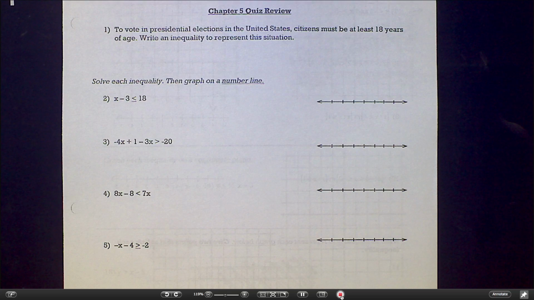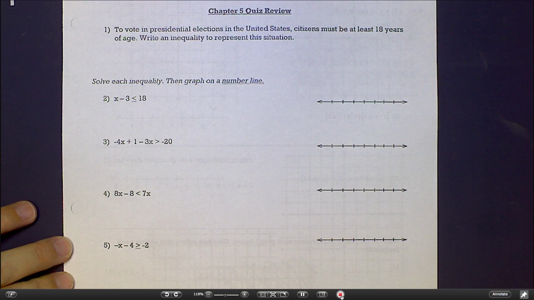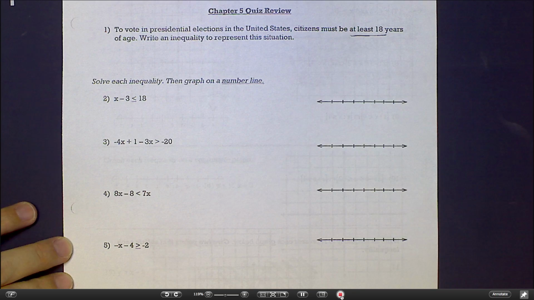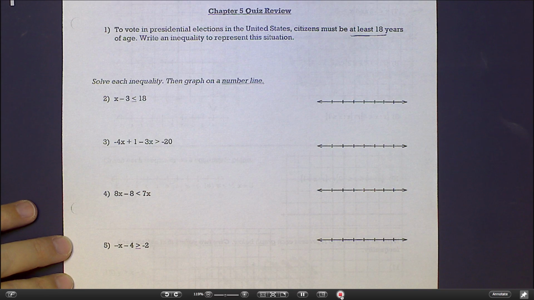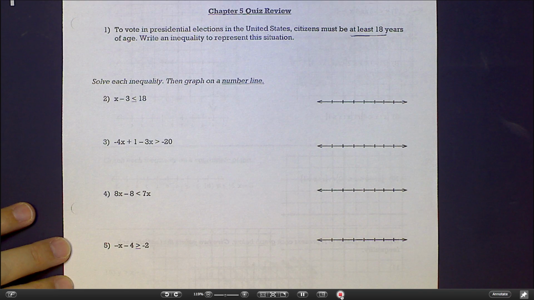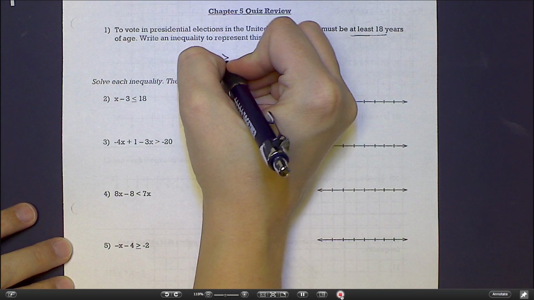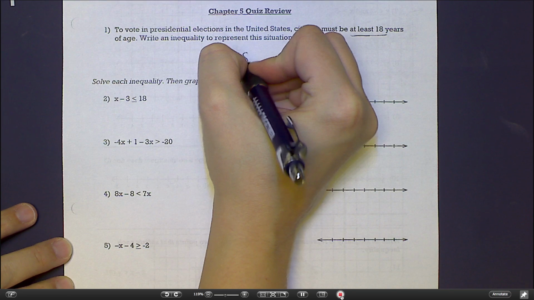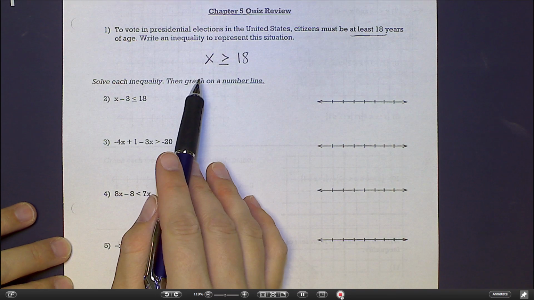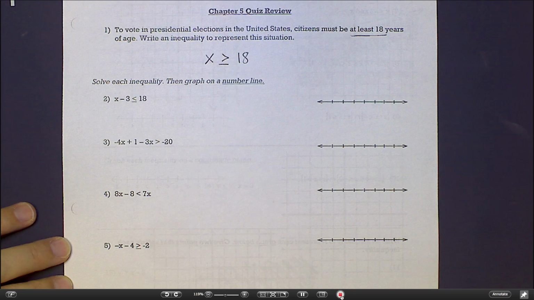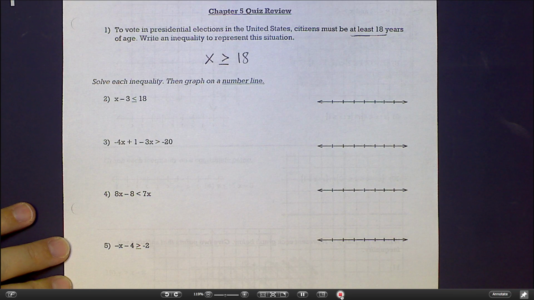Alright, number 1. To vote in a presidential election, citizens must be at least 18 years of age. Think about what "at least" means. At least means 18 or bigger, 18 or older. So writing an inequality to represent this situation, I would just say x is greater than or equal to 18. So basically I'm saying that you can be any age that's bigger or equal to 18. I know that sounds awkward grammatically, but that's the correct way to interpret it.